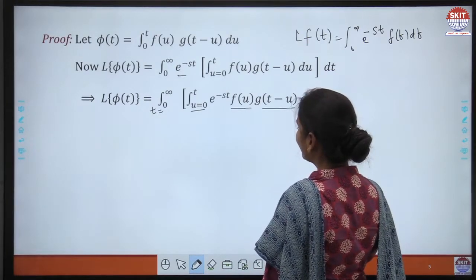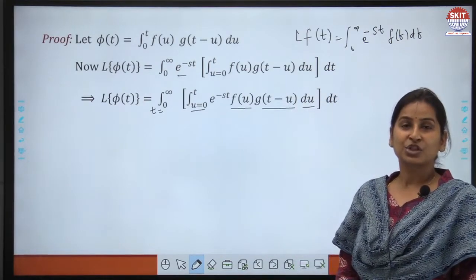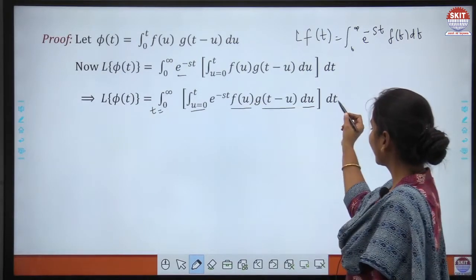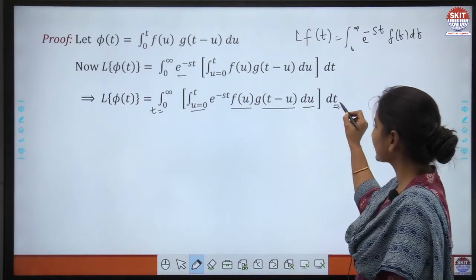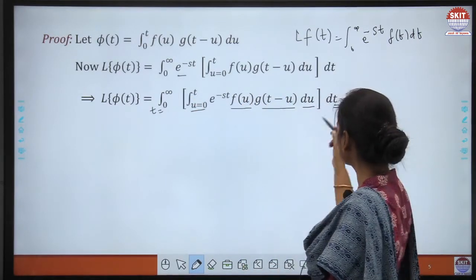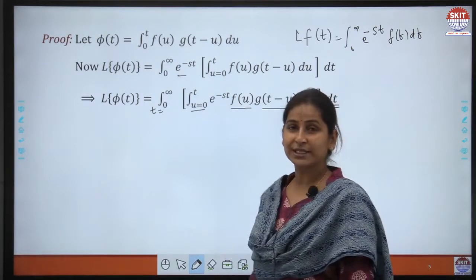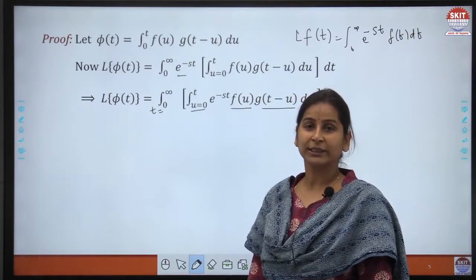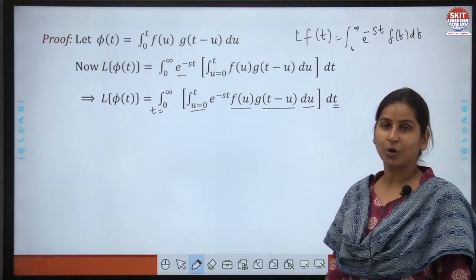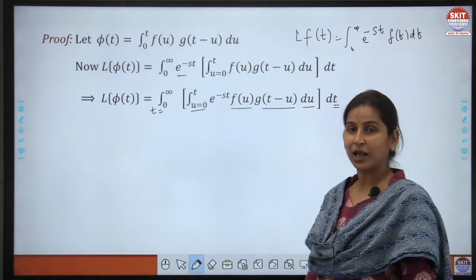So what I do here, I change the order of integration. To change the order of integration, I have to see the limits here. When I look at the limits of t, they are from 0 to infinity, that means they are constant. When I look at the limits of u, they are from 0 to t. That means they depend on the variable t. Hence, we cannot directly interchange the order. I have to trace the region and then I will be changing the limits accordingly.